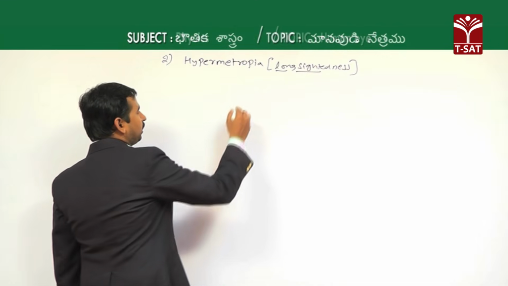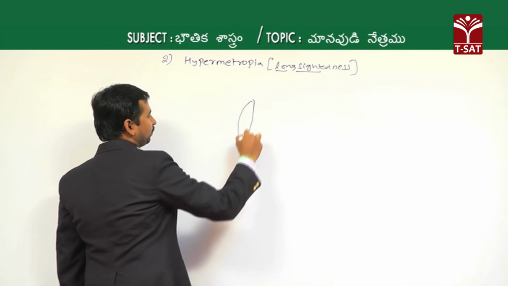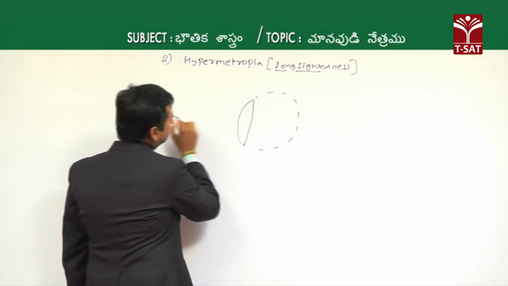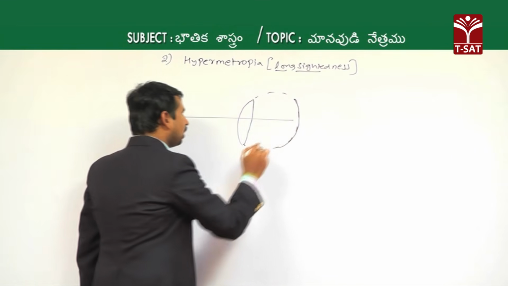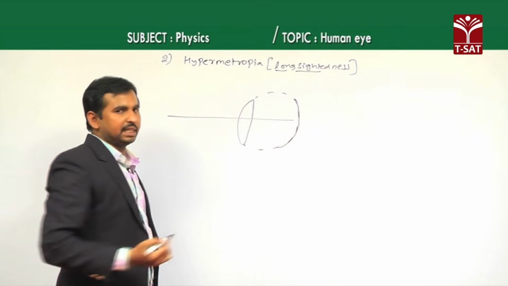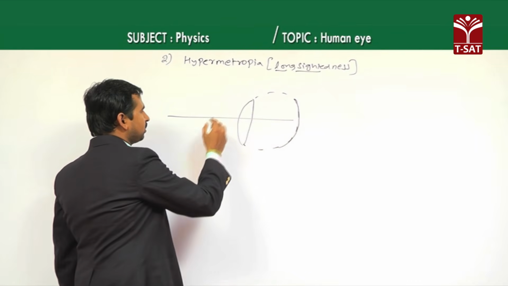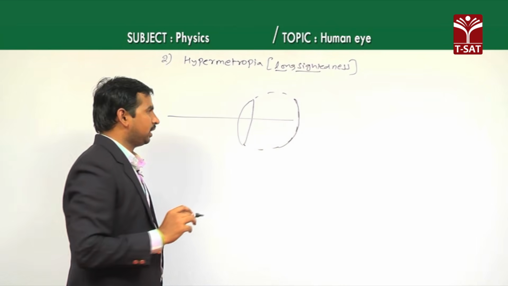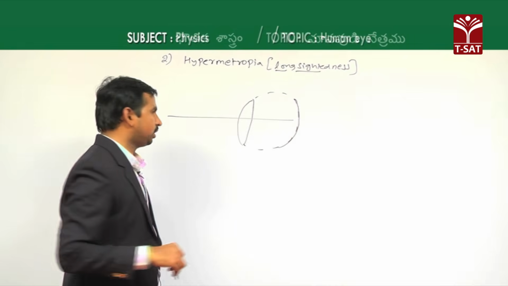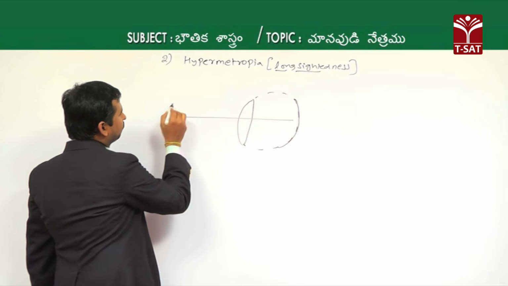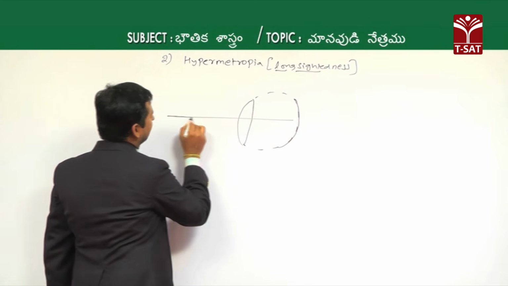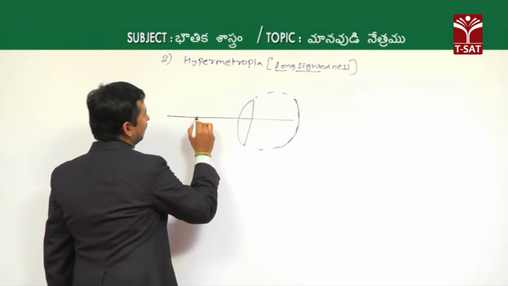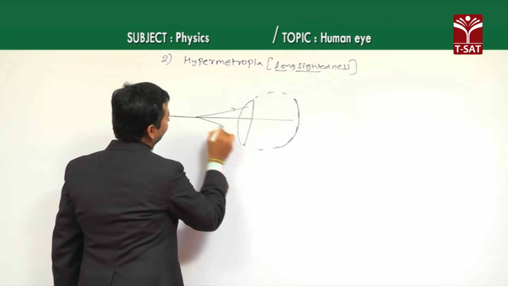Now, let us take the ray diagram for this eye lens, which is defected with long sight, like this. We do not have any problem with far distant objects, we can see them very clearly. The problem is with near distant objects. So, the light rays coming from far distances are no problem, but for the object which is taken near here, we are getting the problem.